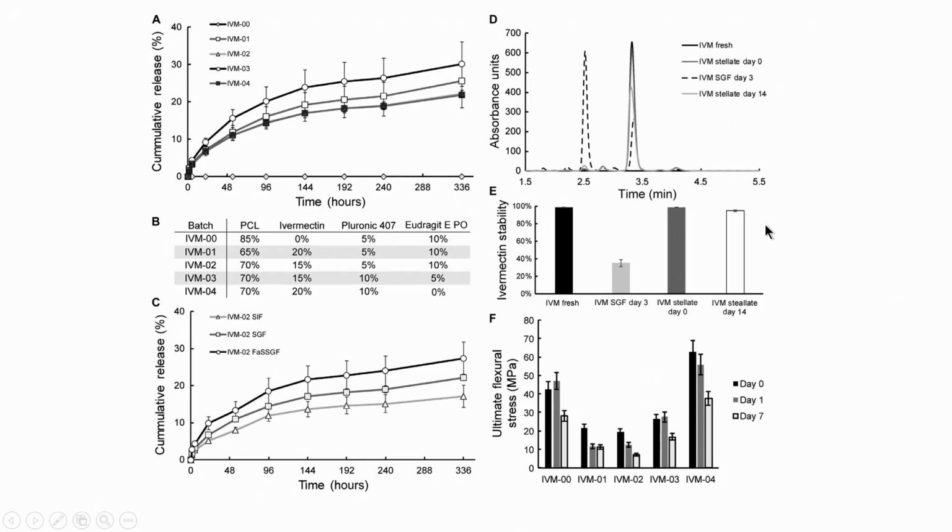And then here they have shown that they can change the formulation. So, they can change the PCL, the amount of the drug, and the different polymers they are using there, and they can vary the release as well. So, you can tune this polymer. In this case they are trying it with Ivermectin, but you can use any other drug which is compatible with that system, and you can essentially get different kinds of release rates. So, this is what they have shown here.